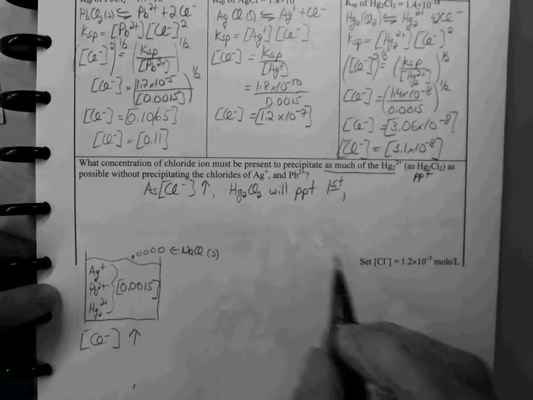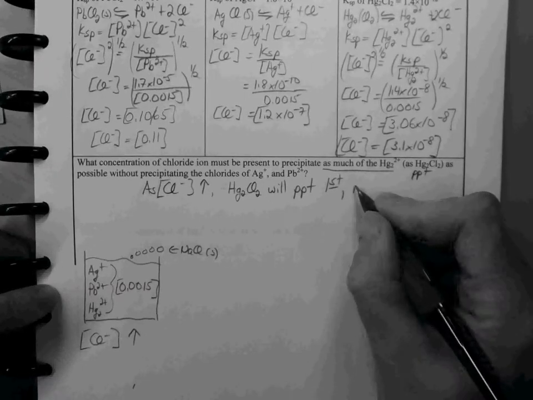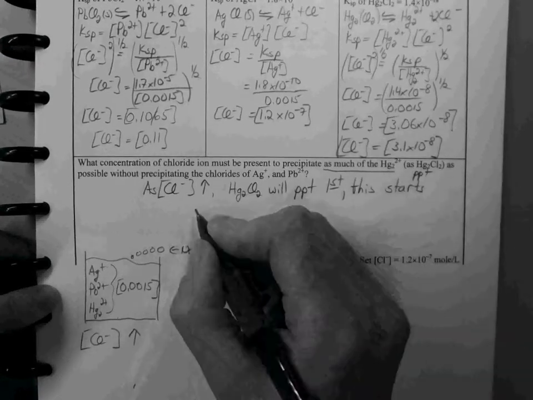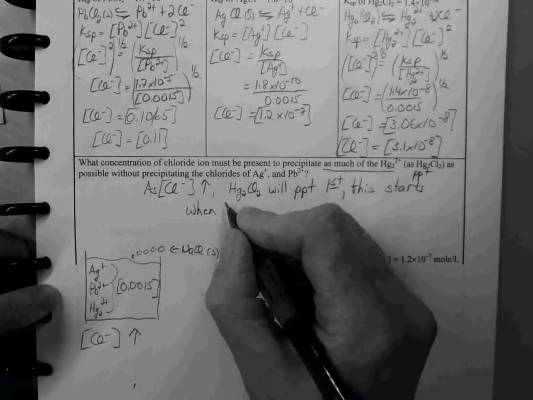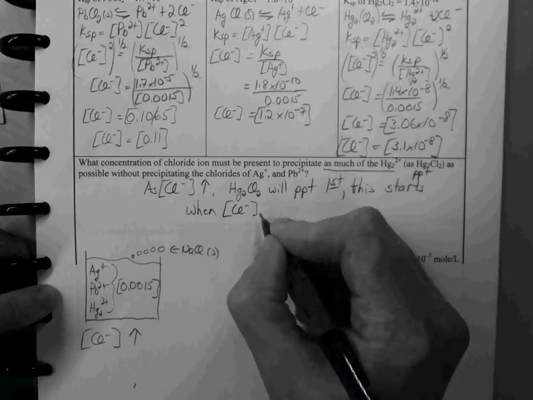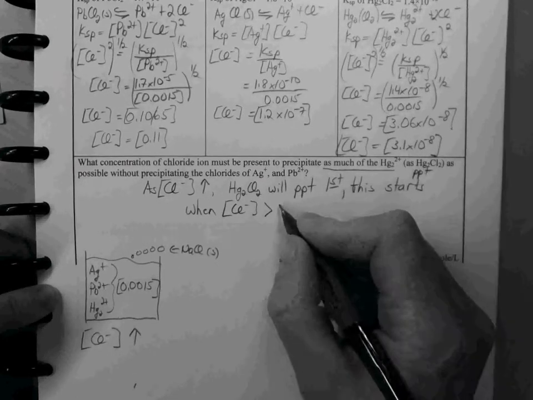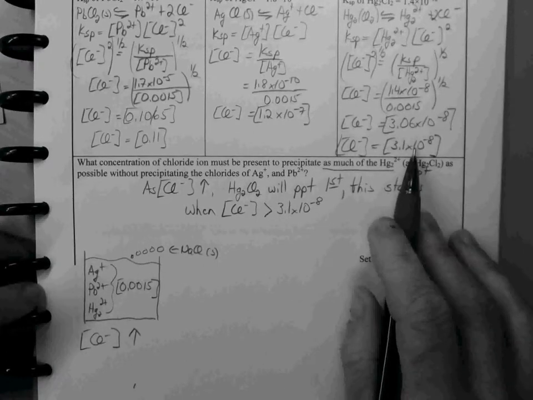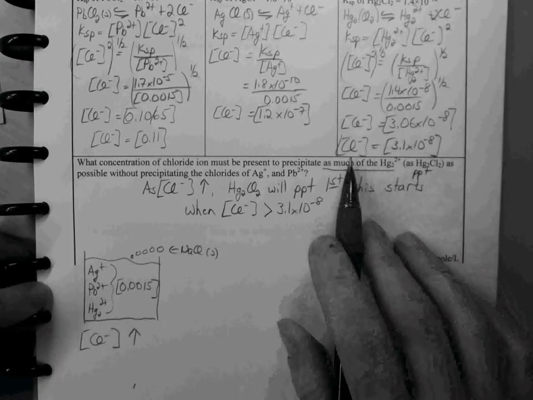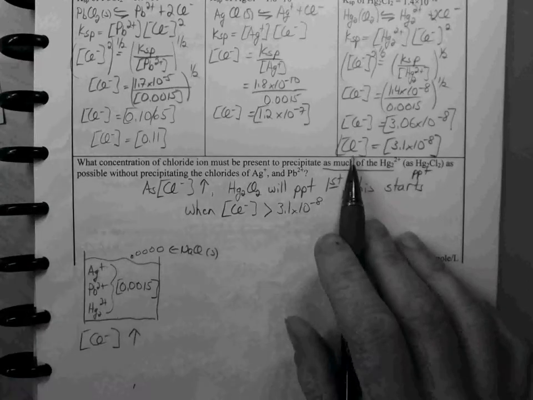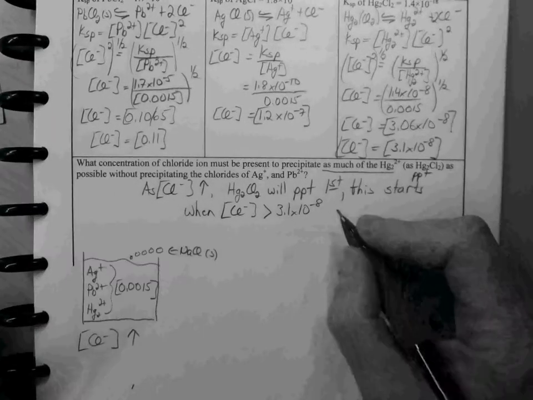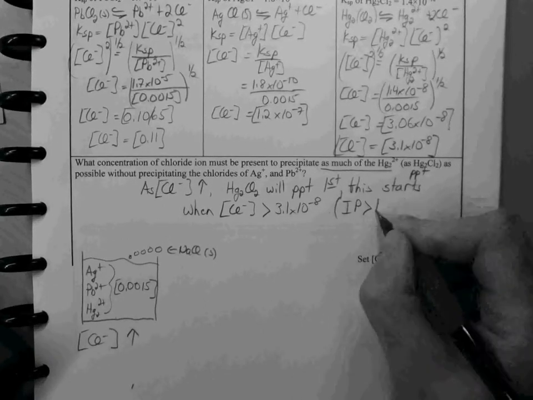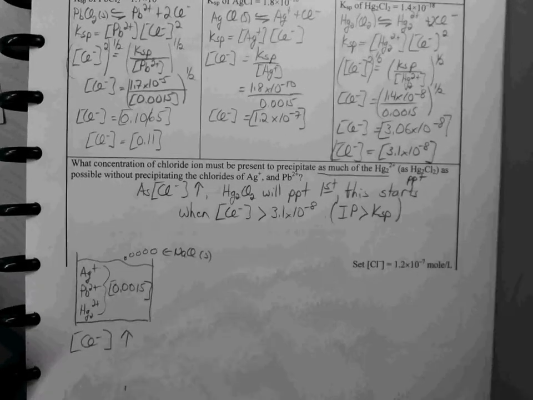So that's going to precipitate first, and this starts when the chloride ion concentration is greater than 3.1 times 10 to the minus 8. So this is where we're at equilibrium. If we increase the chloride ion concentration, IP is going to be greater than KSP. And therefore we're going to get a precipitate.